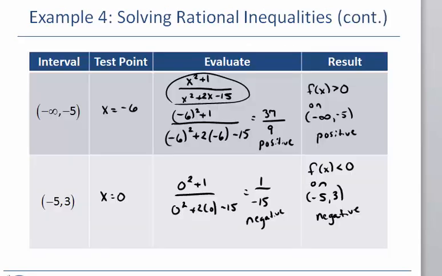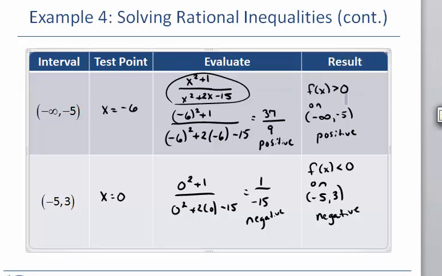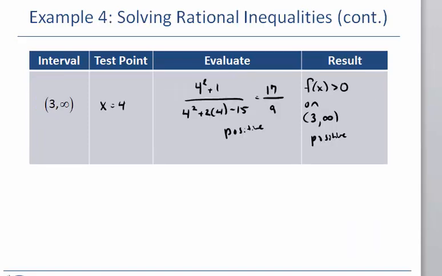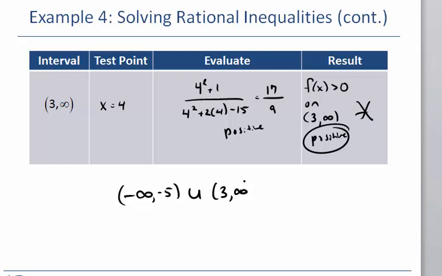And so we go back to our chart, and we want the intervals where we have the positives. So we want this first interval from negative infinity to -5. So we definitely want that one, negative infinity to -5. And then we also want this one because this one is also positive. So 3 to infinity. And so solving our inequality, we have the interval from negative infinity to -5 union with the interval from 3 to infinity.